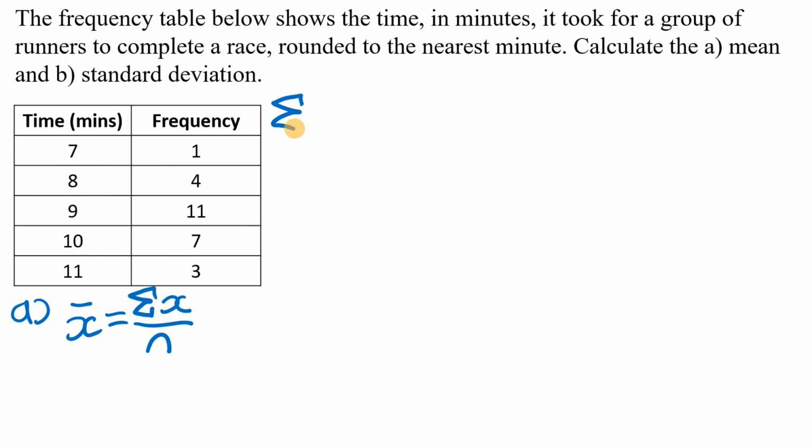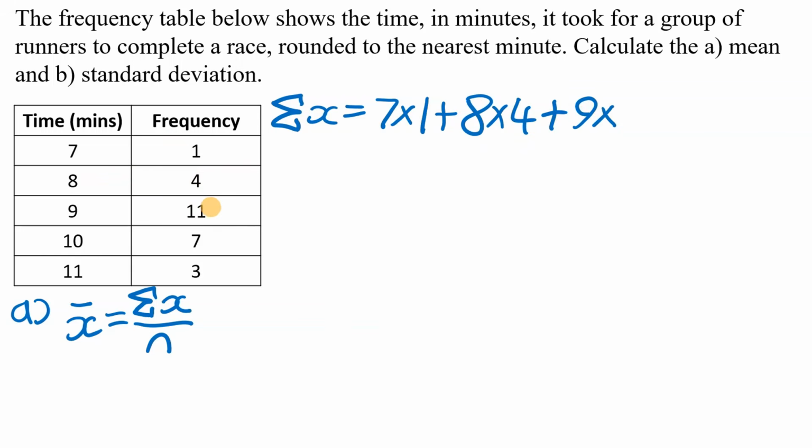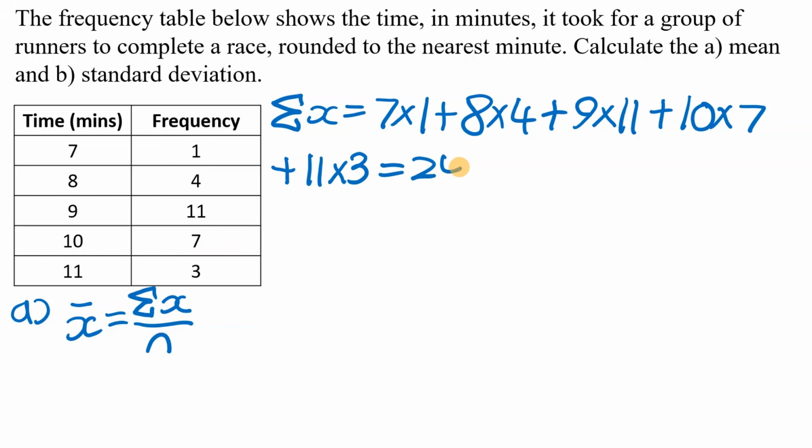So the sum of all the data values here: we have 7, and this occurs once, and then we have 8, and this occurs 4 times, and then we have 9, and this occurs 11 times, and then we have 10, and this occurs 7 times, and then we have 11, and this occurs 3 times. And if you put this into your calculator, it's equal to 241.